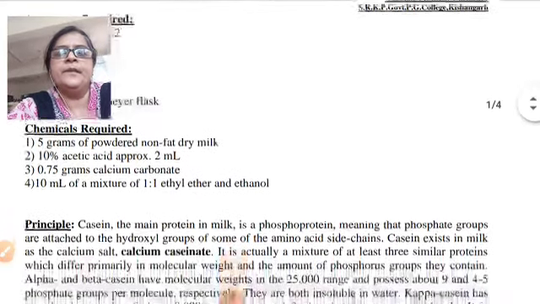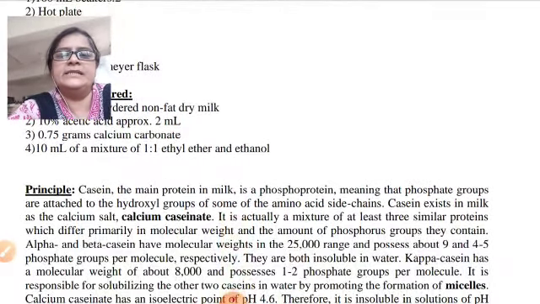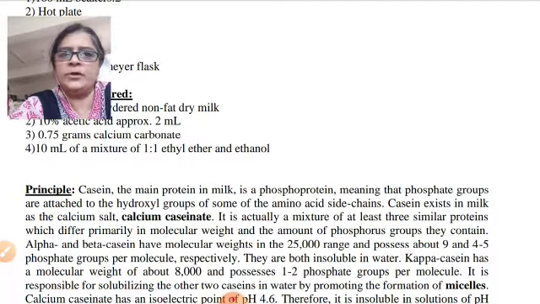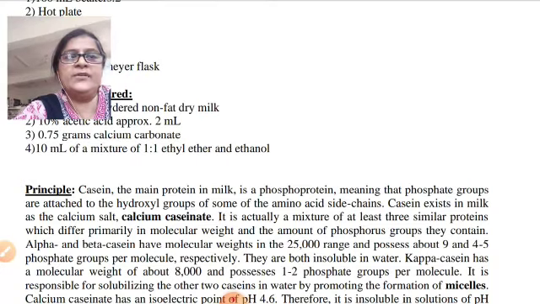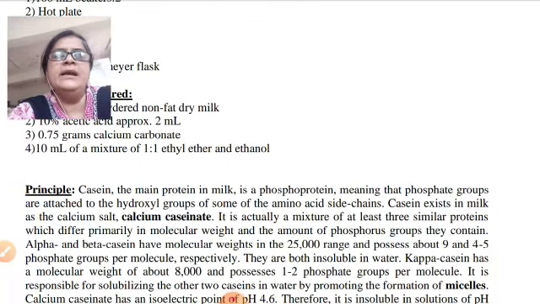Principle: the main principle behind this is we precipitate casein from milk. Now what is casein? The casein, the main protein in milk, is a phosphoprotein, meaning that phosphate groups are attached to the hydroxyl groups of some of the amino acid side chains. Casein exists in milk as the calcium salt, calcium caseinate. It is actually a mixture of at least 3 similar proteins which differ primarily in molecular weight and the amount of phosphorus groups they contain.